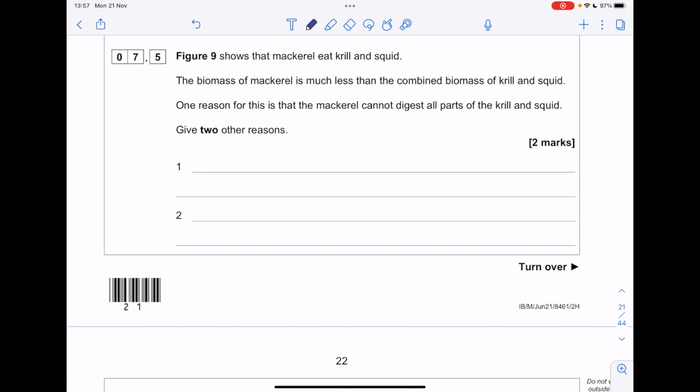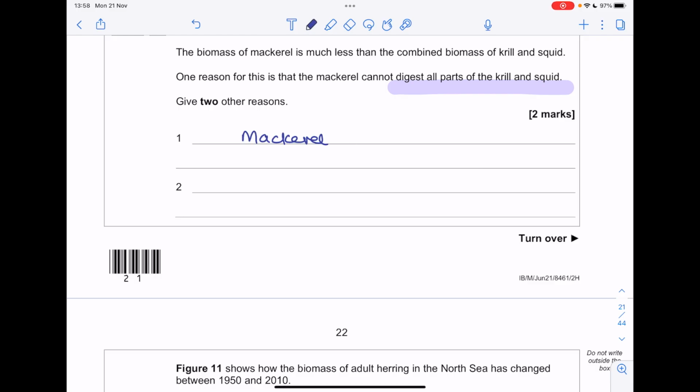Figure 9 shows that mackerel eat krill and squid. The biomass of mackerel is much less than the combined biomass of krill and squid. Give one reason for this. One reason for this is that mackerel can't digest all parts of the krill and squid. Give 2 other reasons. So where's energy lost? Well, the mackerel excretes urea. And remember, other energy losses include respiration. You can't say stuff like keeping warm here because it's a fish rather than a mammal. Or muscle contraction. I mean, you could, but I think let's just say it respires. Also, you can say that there are some parts which aren't eaten.